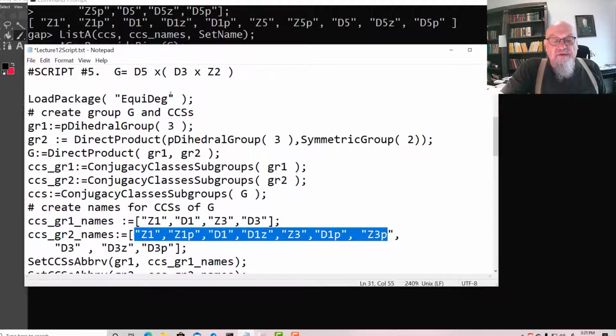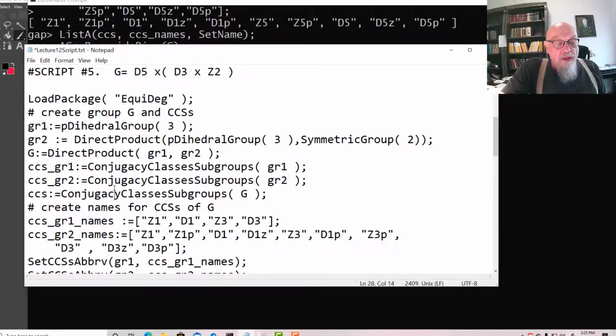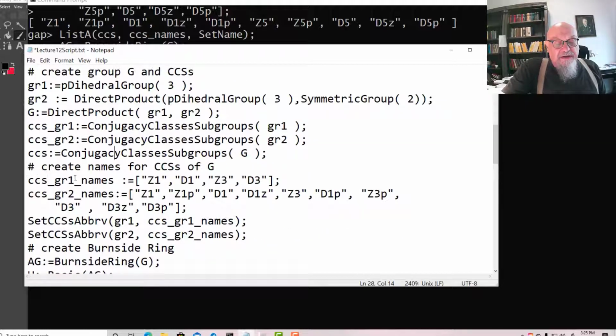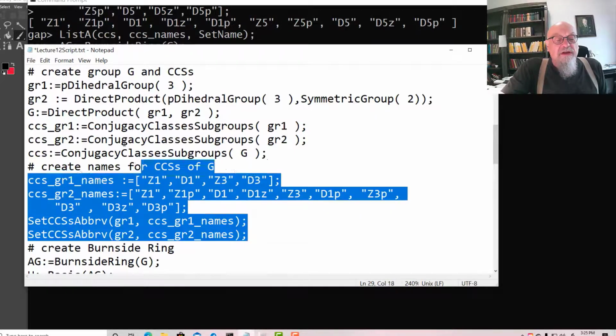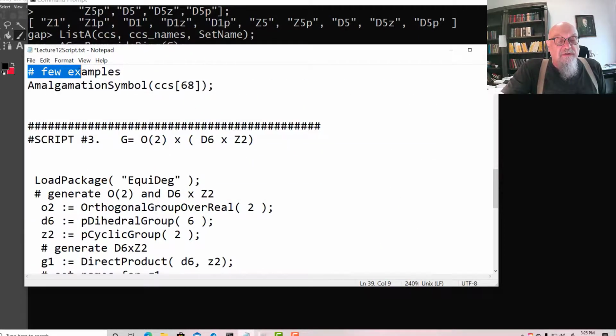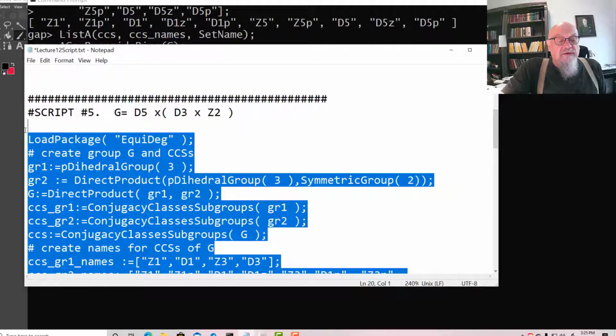So this is the list of the names. Then you have the names for that one. So how are the names assigned in this case? You write here like this, CCS for the first group, then you take the product group with Z2 and assign the names for this particular conjugacy class. After that, you set the abbreviation. So this is how we set the abbreviation in this group. And we are done. So that means you have the names incorporated. So let me copy the program. Okay, good.